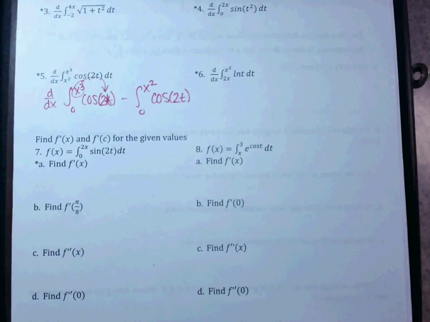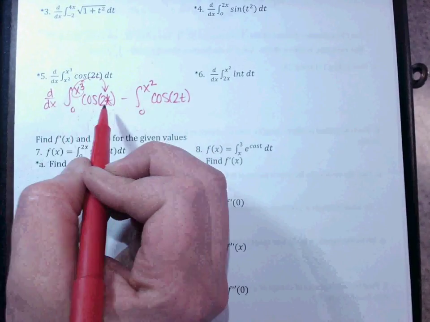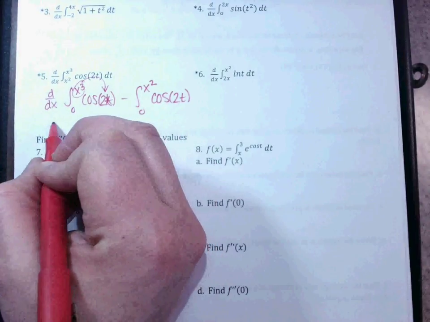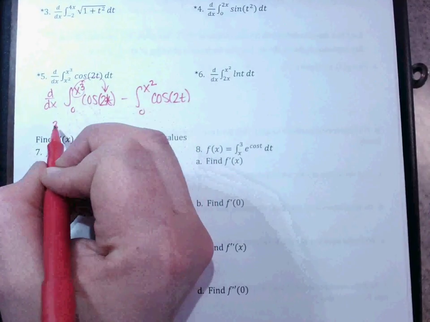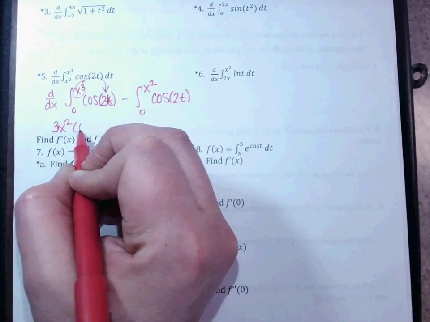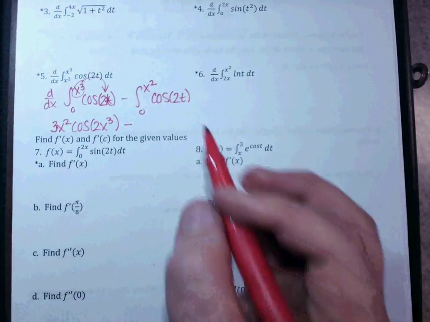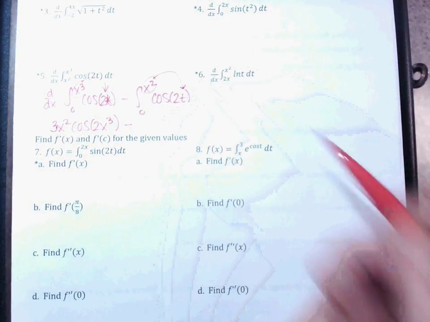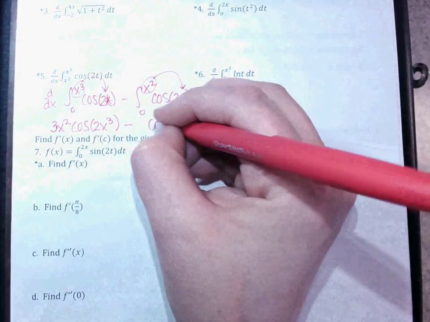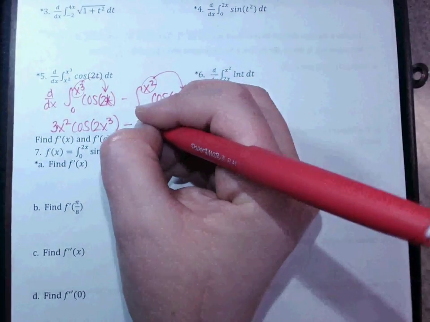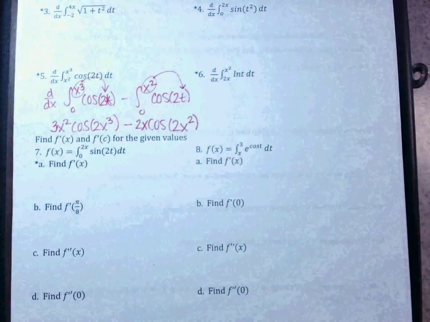What would I times by in the front? Cosine 2x cubed, but then times by what for chain rule? The derivative would be 3x squared cosine 2x cubed minus, then what do I do for the second one? Take that, plug it in, cosine of 2x squared, and then what do I times by in the front? 2x.